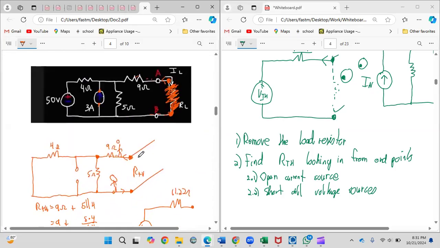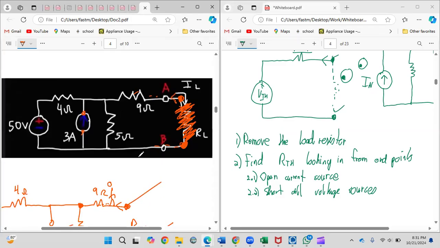So when I do any nodal now, I have to go back to my original circuit, because I can't use the one I used for R Thevenin, or I will get a completely wrong answer. So I'll go back here. Basically, at this point, what you're trying to do is get the voltage here.